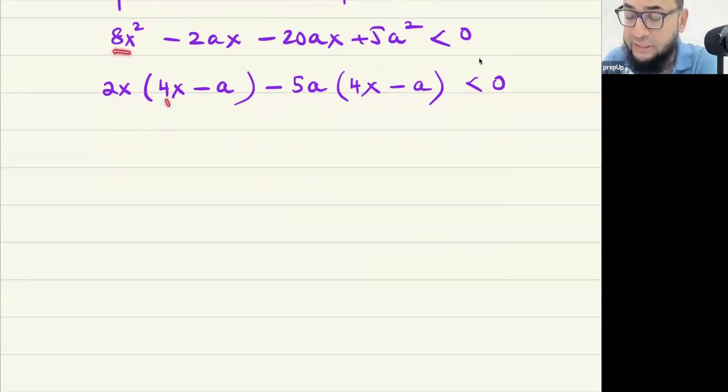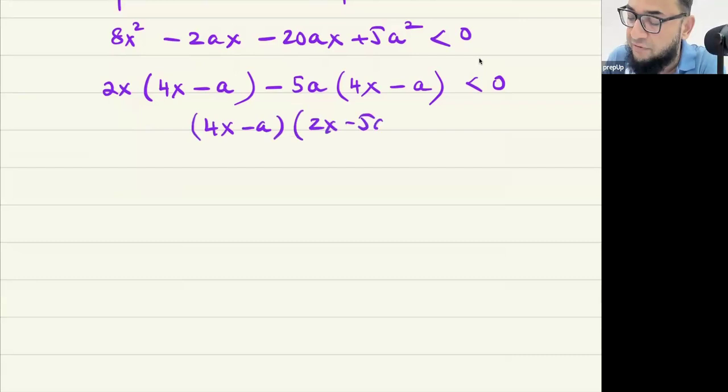2x into 4x, 8x squared; 2x into minus a, minus 2ax; minus 5a into 4x, minus 20ax; minus 5a into minus a, that is positive 5a squared. All good. One more step. 4x minus a, 2x minus 5a is less than 0.